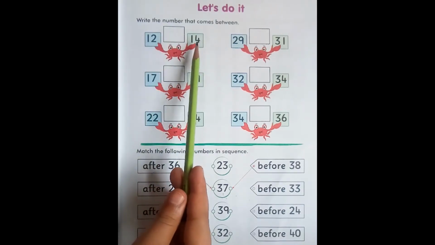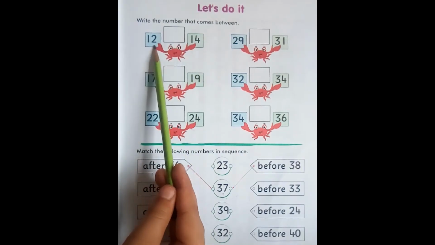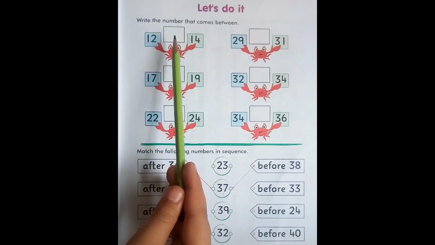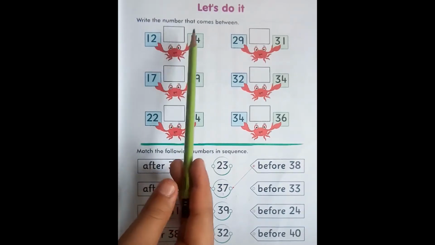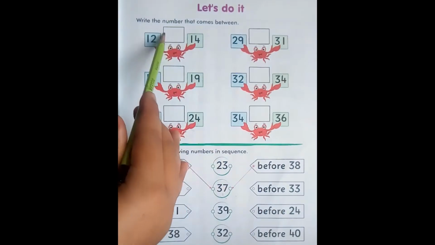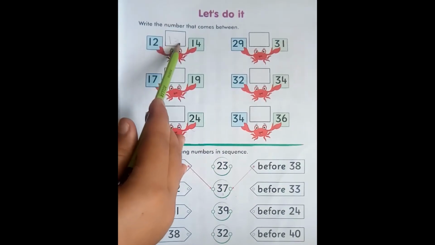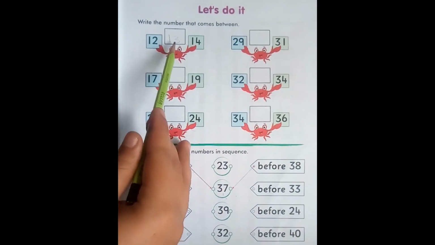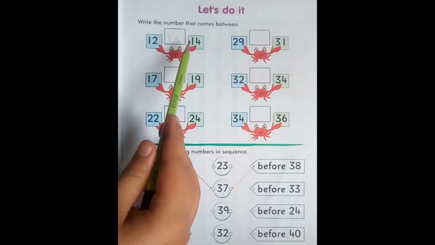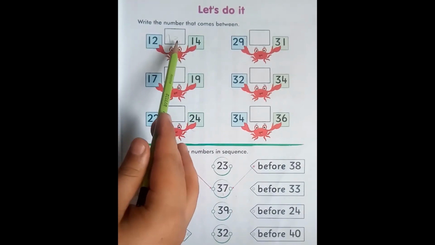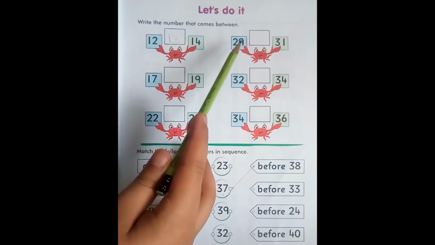12, 14. Which number is missing? 13. 12, 13, 14.